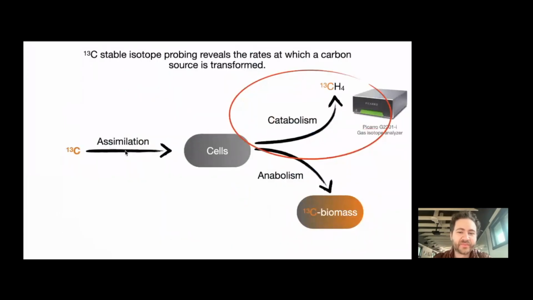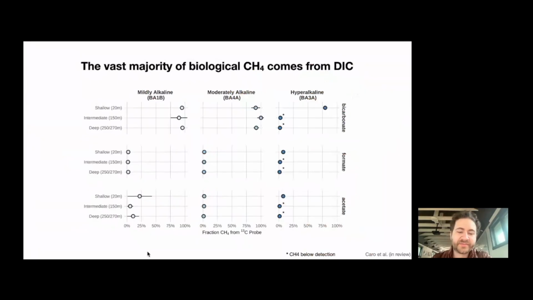And so with that in mind, we then were curious about the catabolic rates of these organisms. So we know how quickly they're producing new biomass, but how quickly are they actually turning that 13C into methane? We took these incubations and measured the methane isotopes with a Caro gas isotope analyzer. And our results supported our anabolic rate measurements in that we found that the vast majority of biological methane comes from dissolved inorganic carbon.